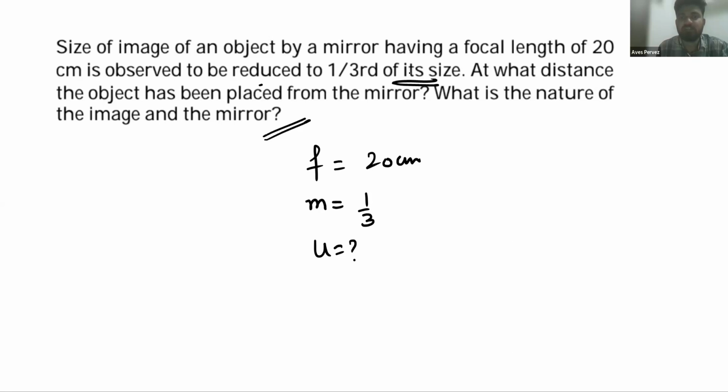Justin is saying it is convex mirror. Why is it convex mirror? No, we have to assume both the situations because it is not written anywhere that it is forming a virtual image or the real image. So please note it down here, students. Note this question.